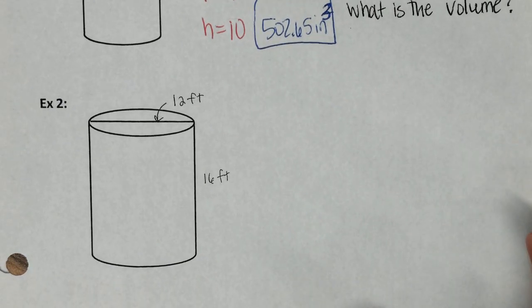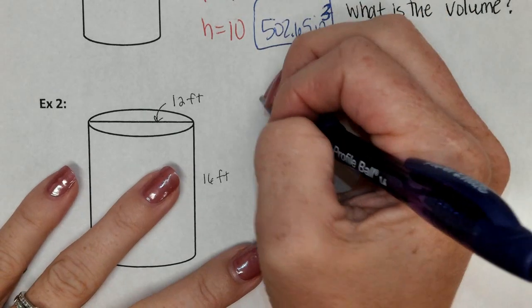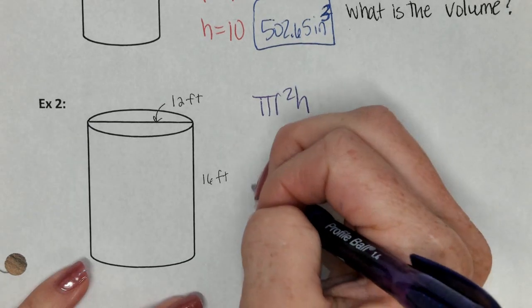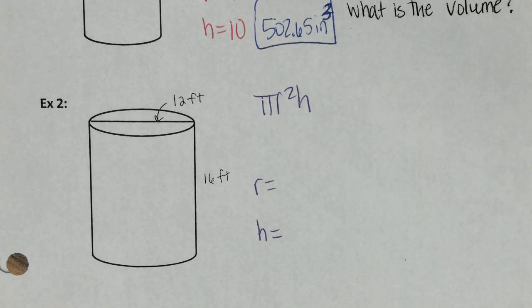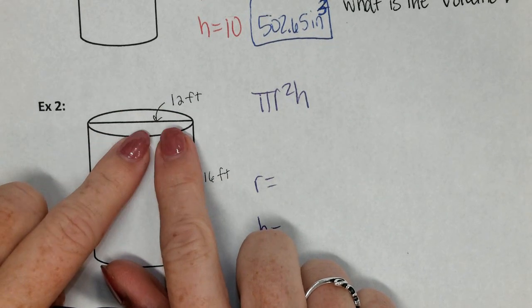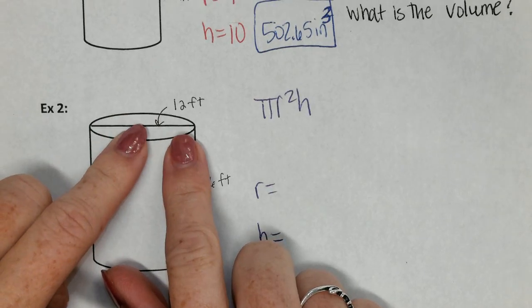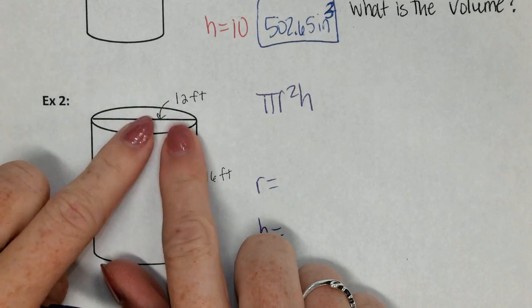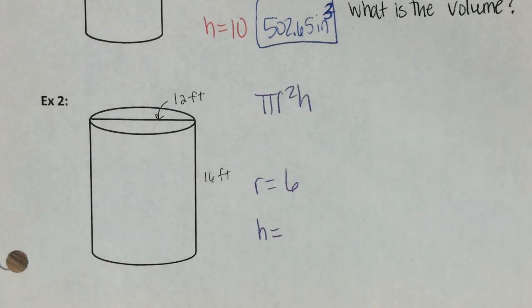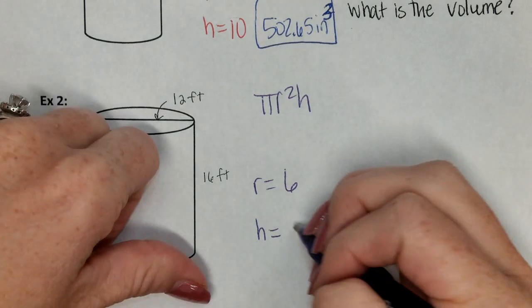This is a cylinder. We're going to find the volume. So our formula is pi r squared h. What do I need to use this formula? I need a radius and a height. The radius has to come from the circle. So I go to the circle and I say, is this a radius halfway through? No. So what am I going to have to do to this number? 12 divided by 2 is 6. And my height is 16.